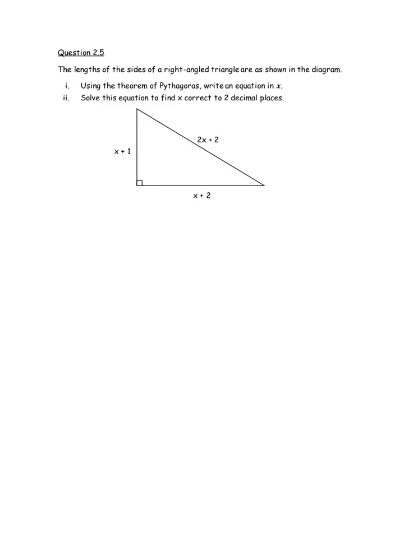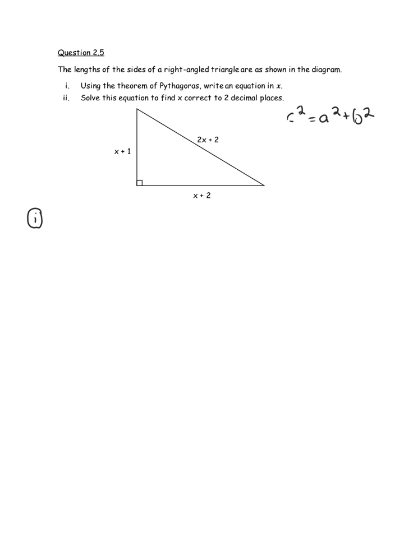The final question we're going to look at in this video is question 2.5. So here it tells us that the lengths of the sides of a right angle triangle are shown in the diagram. So the first thing it says is, using the theorem of Pythagoras, write down an equation in terms of x. And what we have here is that Pythagoras theorem is c squared is equal to a squared plus b squared.